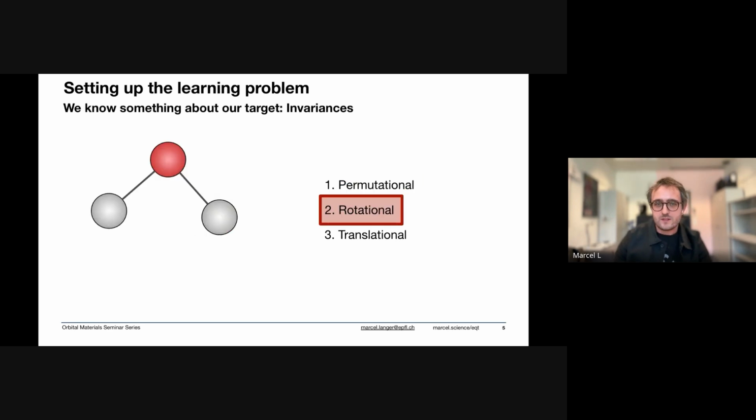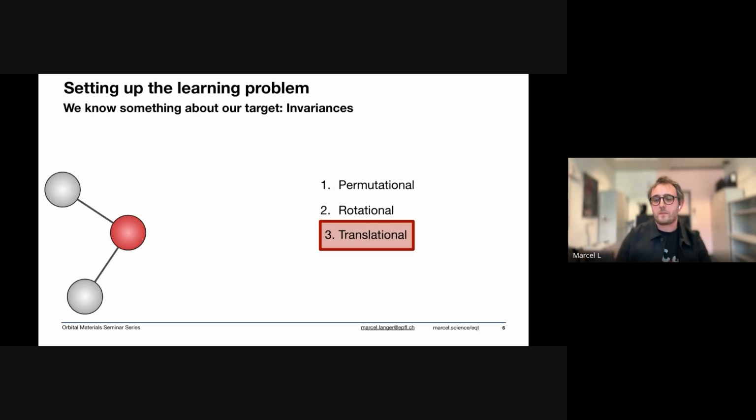Rotation, of course, means that if we perform a global rotation of the coordinate frame, so we rotate all the positions, or for example, all the vectors connecting all the atoms, our potential energy also doesn't change. And finally, if we do a global shift of the coordinate system, we also don't change the potential energy. So this is translational symmetry.